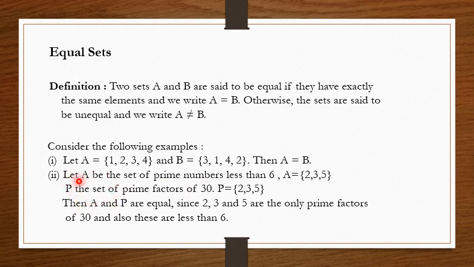Now, in the second example, let A be the set of prime numbers less than 6. So, what are the prime numbers less than 6? 2, 3, 5. Now, let P be the set of prime factors of 30. These 2, 3, 5 are the prime factors of 30. So here A and P contain the same number of elements and exactly the same elements 2, 3, 5. So we can say that A equal to P.